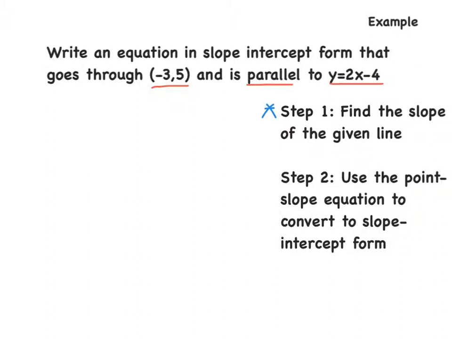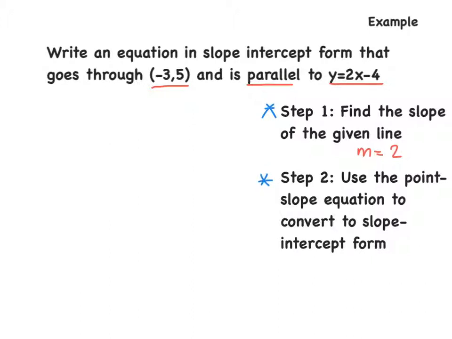So we have our given line right here. y is equal to 2x minus 4. So what is the slope of this line? Remember, y equals mx plus b, where m is the slope. So the slope in this is 2. So m is going to equal 2. Step 2.